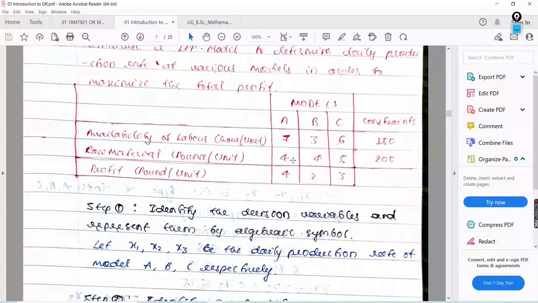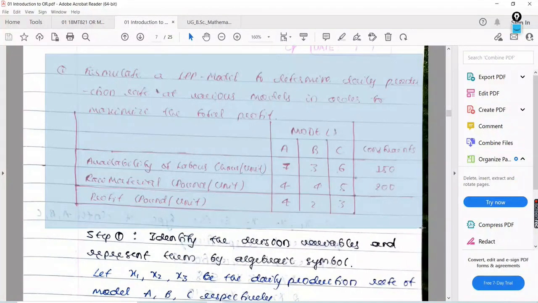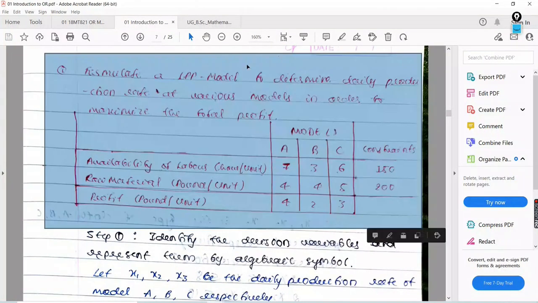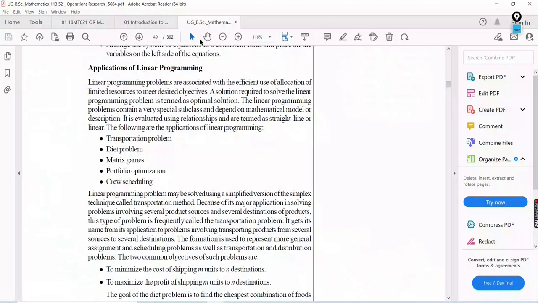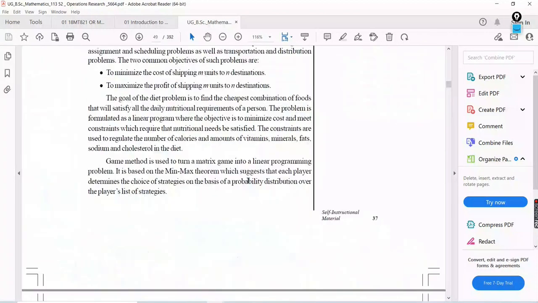Okay, these things you can concentrate on. Then the remaining types of numericals are available. Once you can go through this.